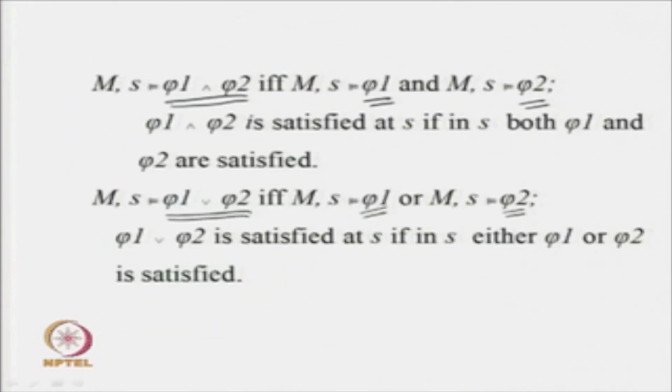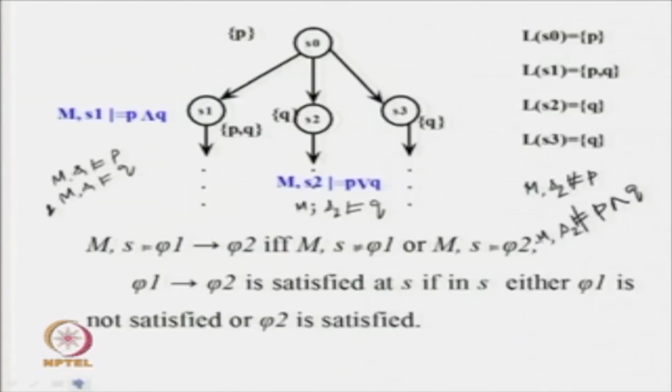It said that S models phi 1 and phi 2 provided M, S models phi 1 and M, S models phi 2. So, both must be true over here. Since in this particular state it does not model P, we can say that M, S2 does not model P and Q.